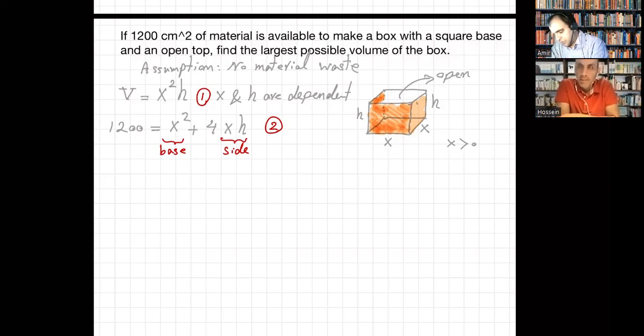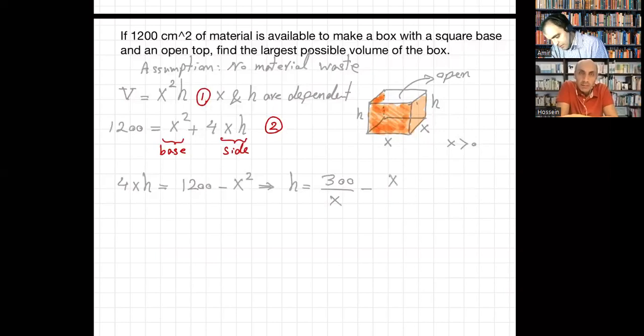So equation number 2 gives me that dependency that I just mentioned between these two. I'm going to keep x in the function and just get rid of h. So I obtain everything in terms of x. 4xh is equal to 1,200 minus x squared. Then h is equal to 300 divided by x minus x divided by 4, if I'm not wrong.